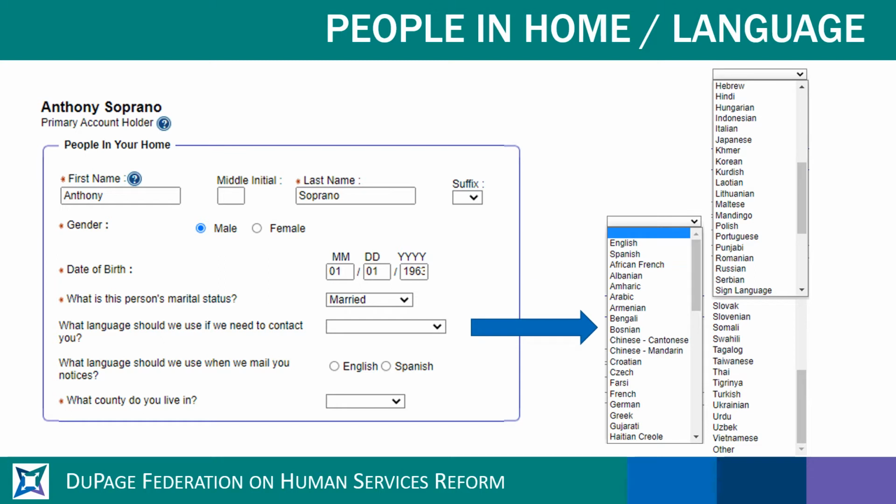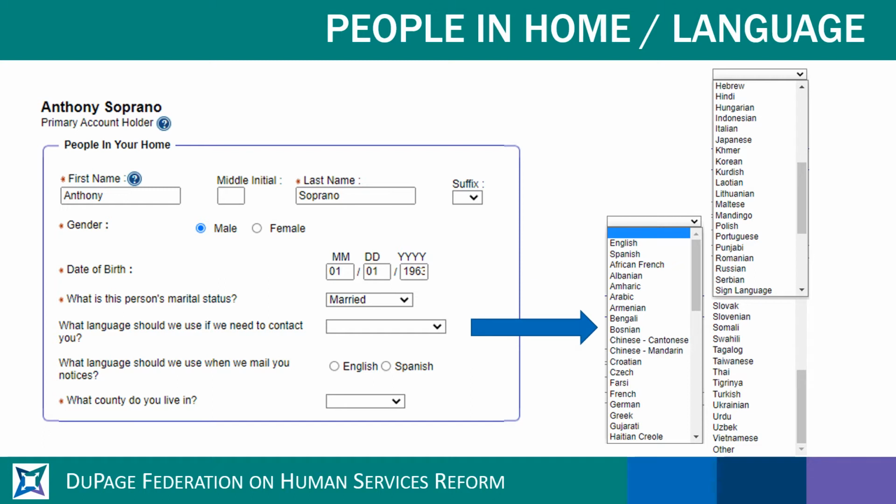So the first person you enter on the ABE application will be considered the primary account holder or the head of household, so to speak, regardless if they are requesting benefits or not. So just think about that in terms of the order of people you include on the application.